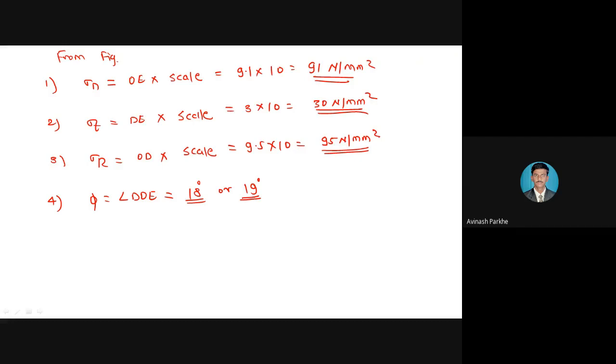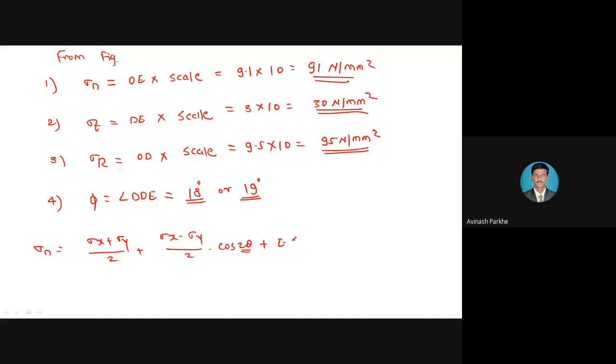Now, if you have to verify these answers analytically, we have the formula. Let us see. Sigma n is equal to (sigma x plus sigma y) divided by 2, plus (sigma x minus sigma y) divided by 2 into cos 2 theta. You can see in the analytical formula also the 2 theta term is there. Therefore, in the graphical method also I have taken the 2 theta. We have to verify the answers.